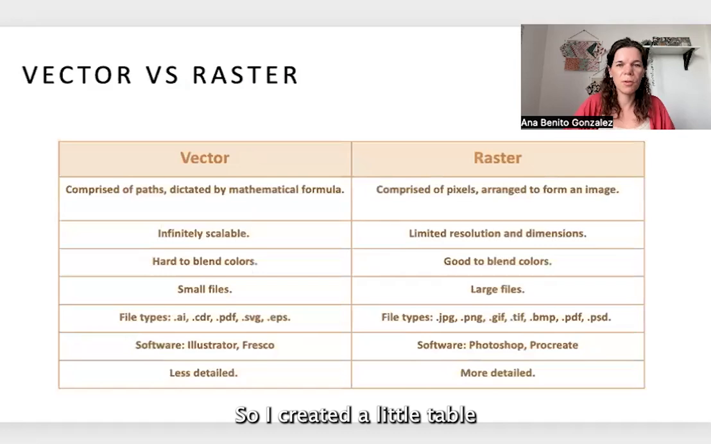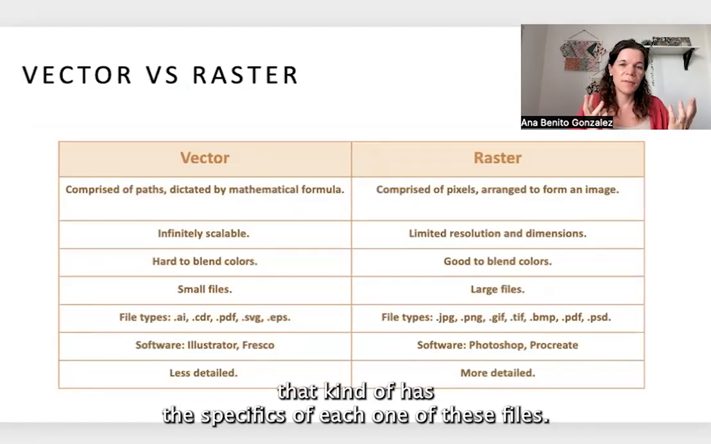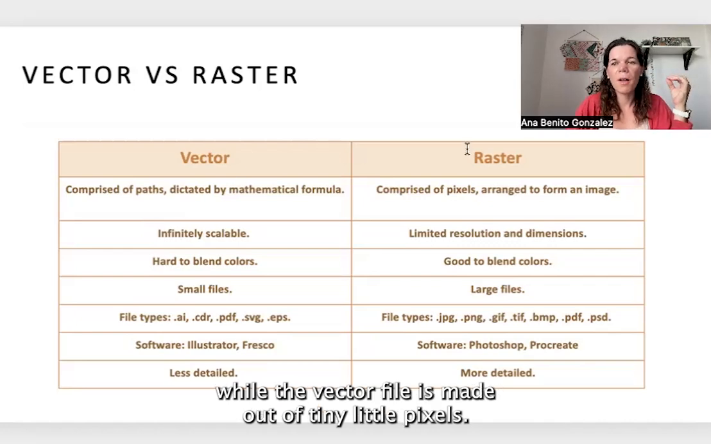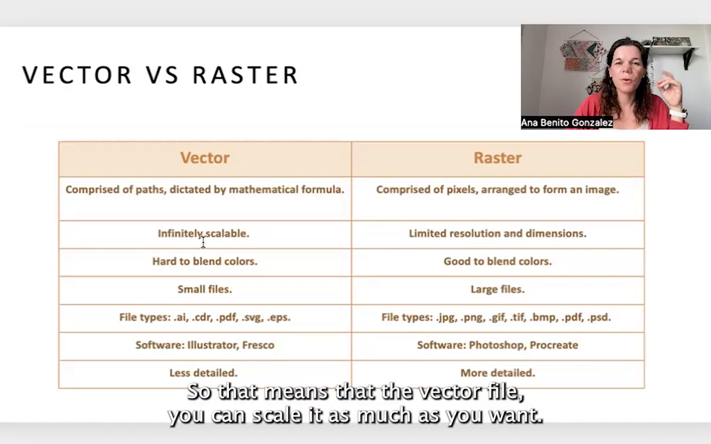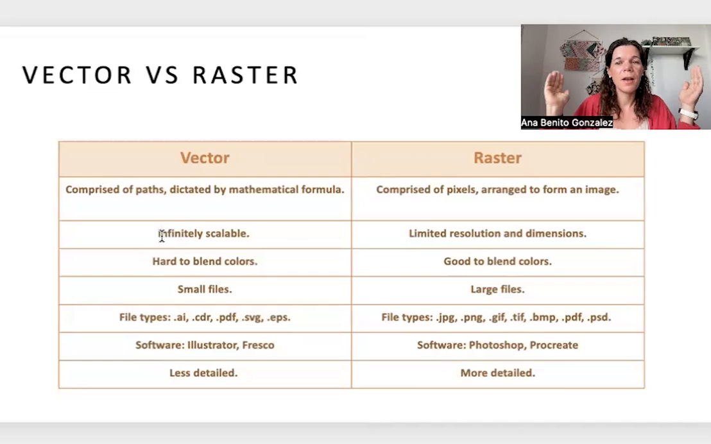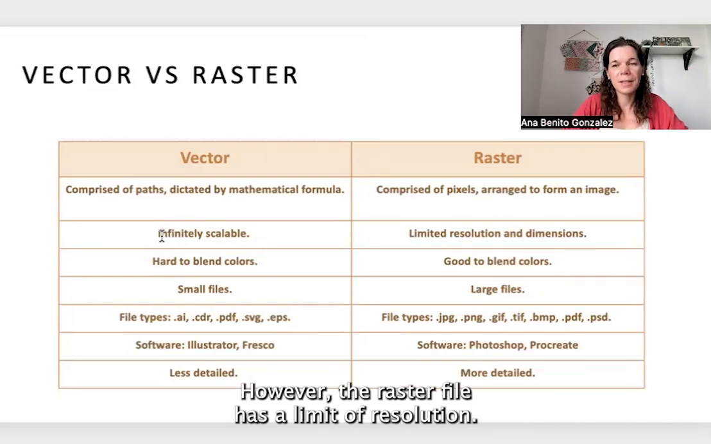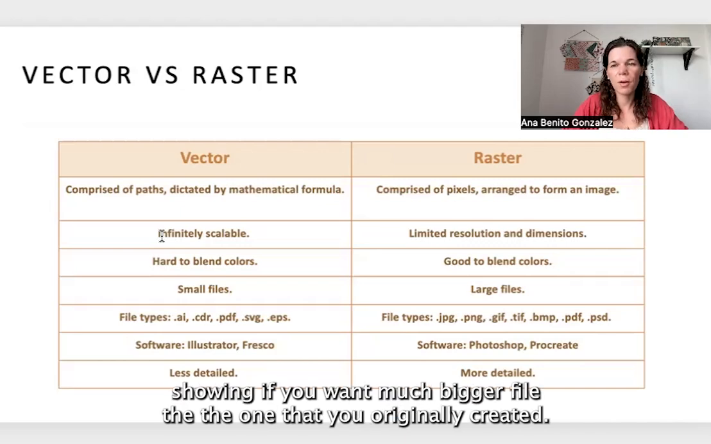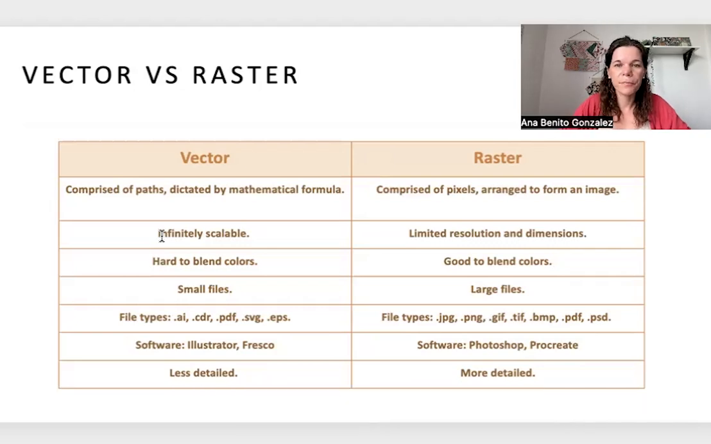So I created a little table that has the specifics of each one of these files. Like I mentioned, a vector file is created by a mathematical formula, while the raster file is made out of tiny little pixels. That means that with the vector file, you can scale it as much as you want. However, the raster file has a limited resolution. If you make it big, you will lose quality and the pixels will start showing if you want a much bigger file than the one that you originally created.